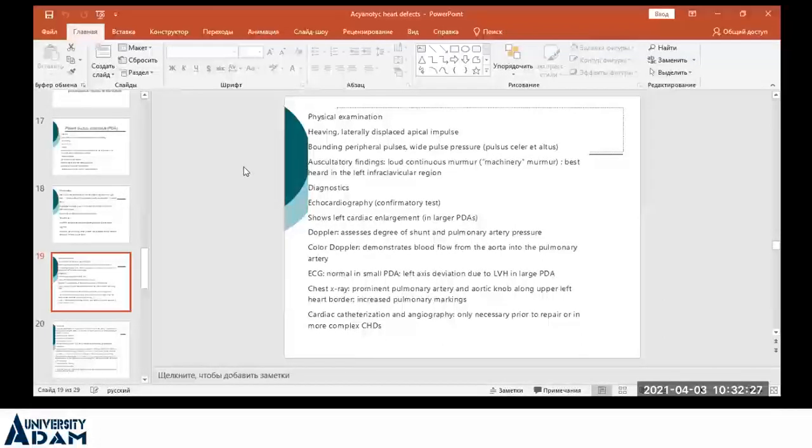Physical examination: laterally displaced apical impulse, bounding peripheral pulses, wide pulse pressure. Auscultatory findings: loud continuous machinery murmur, best heard in the left infraclavicular region.